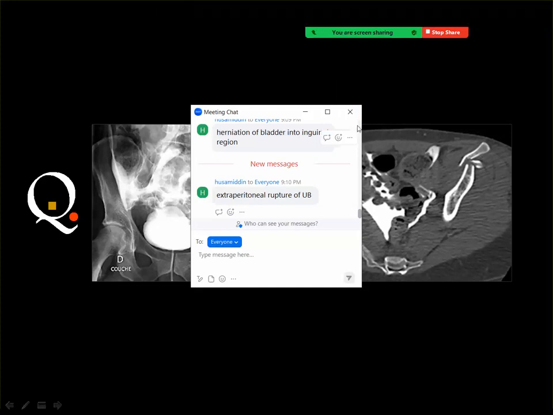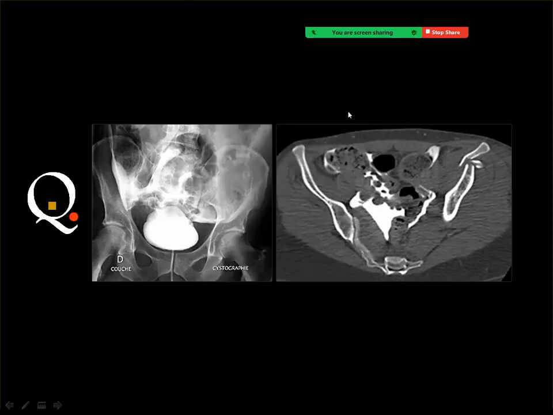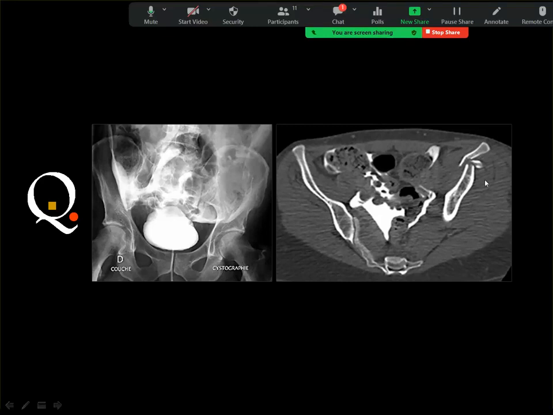No, this is intraperitoneal rupture of the urinary bladder because the contrast material is present within the peritoneal cavity surrounding the bowel loops. And you can see this fracture, which is indicating that the patient has been subjected to a kind of trauma, and this trauma has ruptured the urinary bladder.